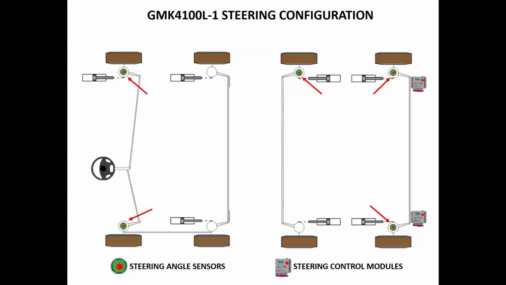The GMK 4100L-1 uses 2 steering control modules. One on the left side by axle 4 known as the main control module, and one on the right side of axle 4 known as the backup module.